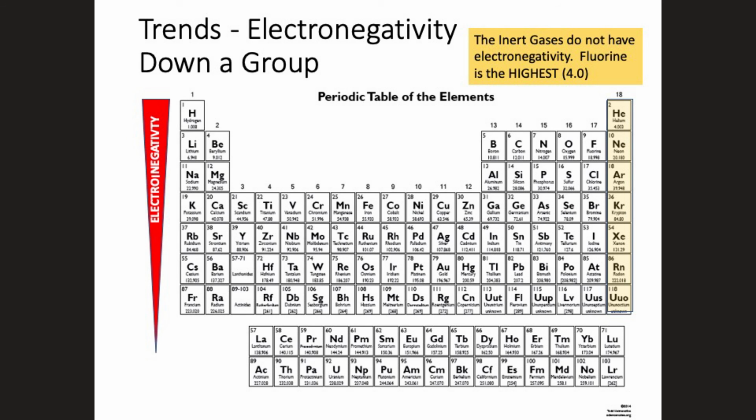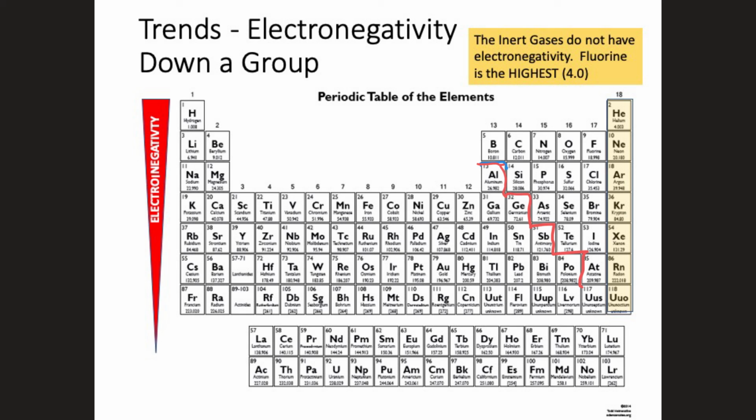And finally, the last trend is electronegativity decreases as we go down a group. And the reason why, again, which elements want electrons? Those on the right-hand side of the staircase. And here's the staircase again. Let me draw that in red. Here's the staircase again. Right? So which elements want electrons during bonding? These.